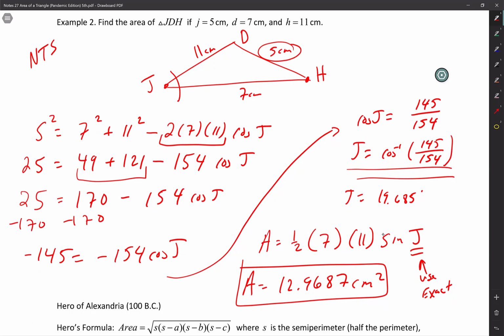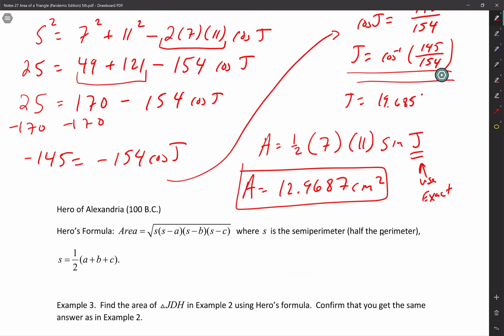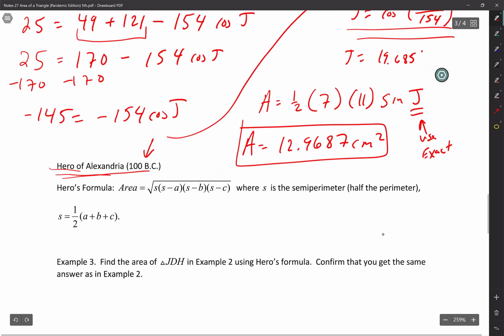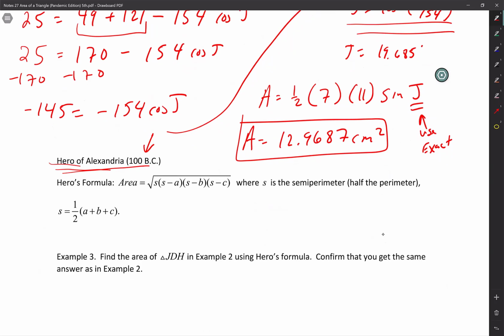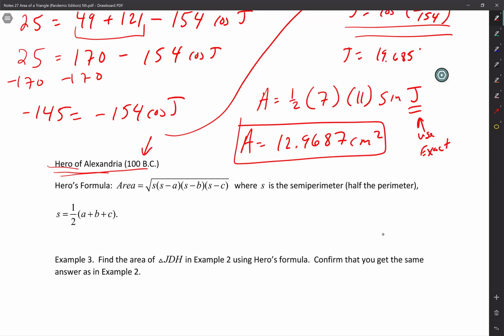Look at this. Hero of Alexandria. I actually Googled him like last year sometime. Depending on what Google site, some websites say Heron. This guy, look at the year that he created this formula, 100 BC. I'm not a history guru, but I did read his biography and all that good stuff of what he's done. He's a really good mathematician and he's credited for several things. But he spent a good chunk of his life trying to figure out an area of a triangle.